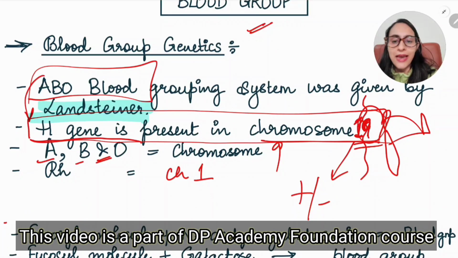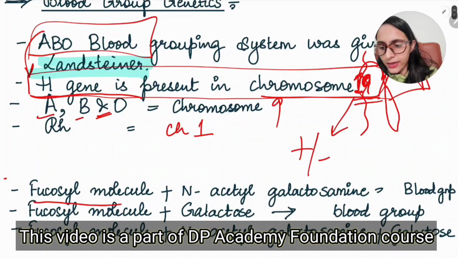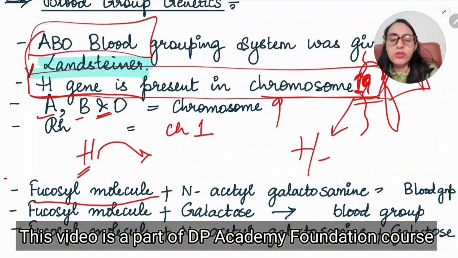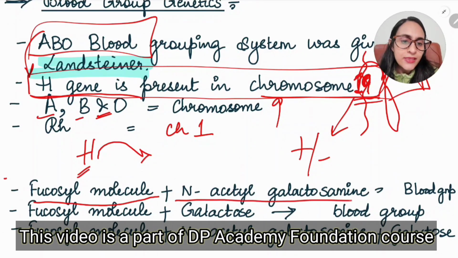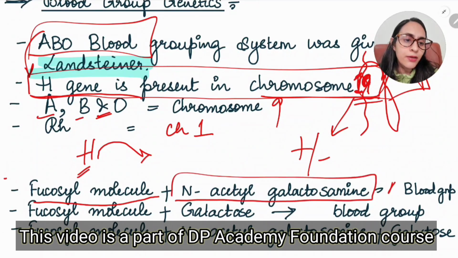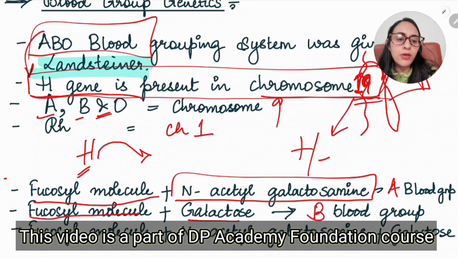So H gene acts as the fucosyl transferase. So H gene acts as the fucosyl transferase and adds the H substance to the particular blood group. So H gene is going to add this fucosyl molecule to N-acetyl galactosamine, then it becomes A blood group. If this fucosyl molecule adds to the galactose, then it becomes B blood group.